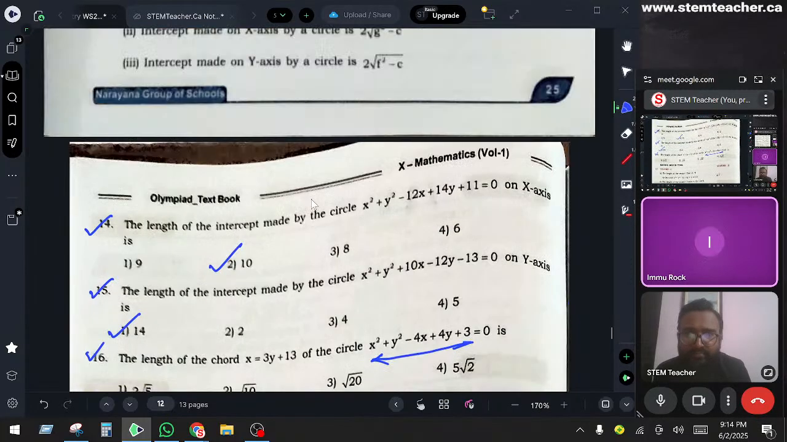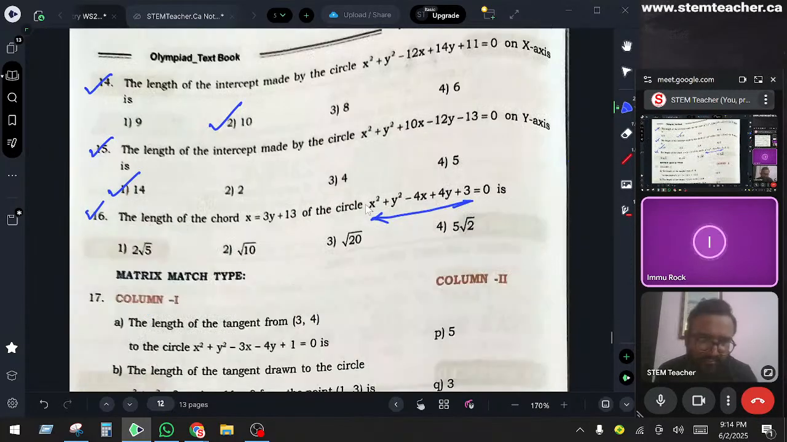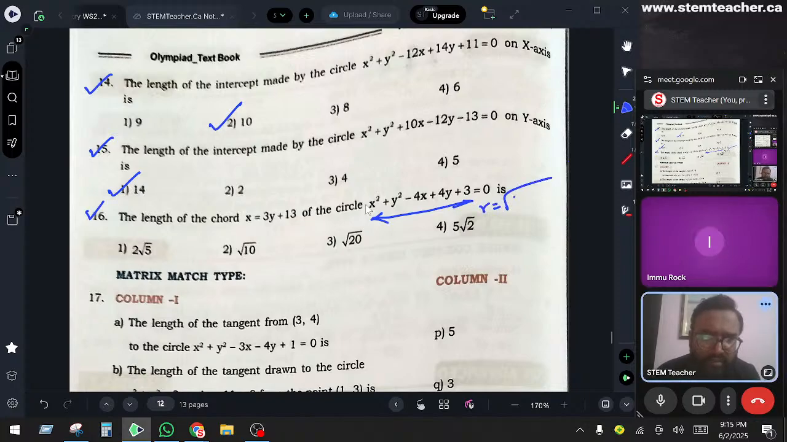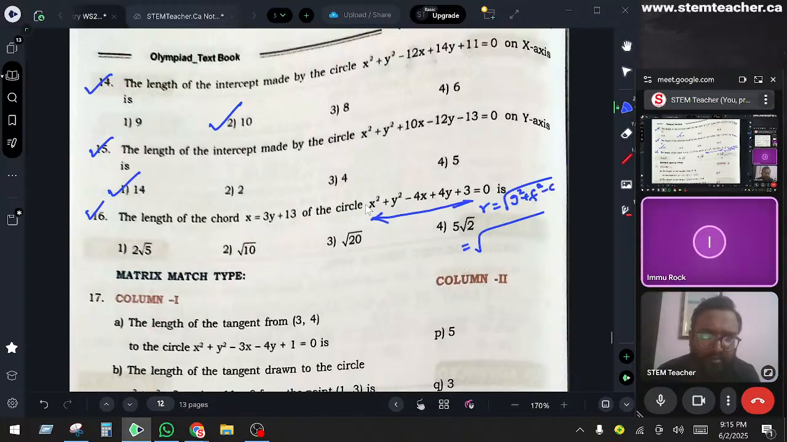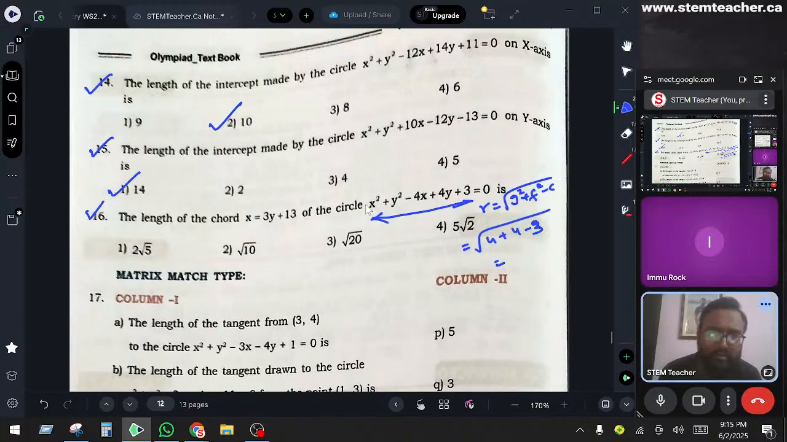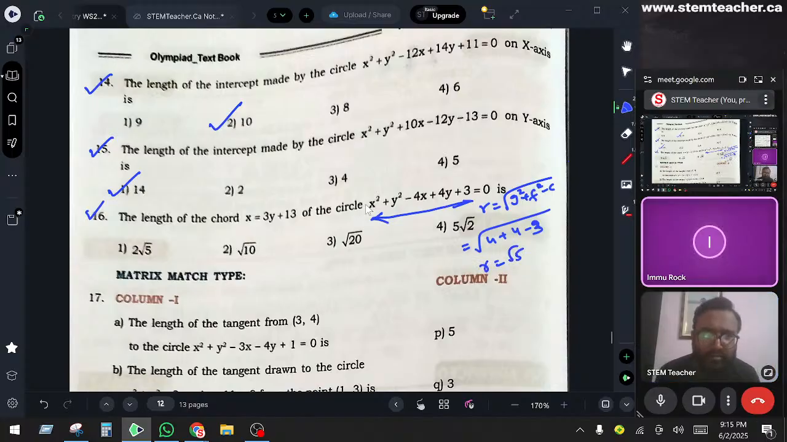आर क्या है? रूट 5 और रूट 25? What is r? Under root of g square plus f square minus c, which is under root of g is 2 to the 4 plus 4 minus 9. Huh? Sorry, minus 3. Minus 3. It's a root 5. R is root 5.